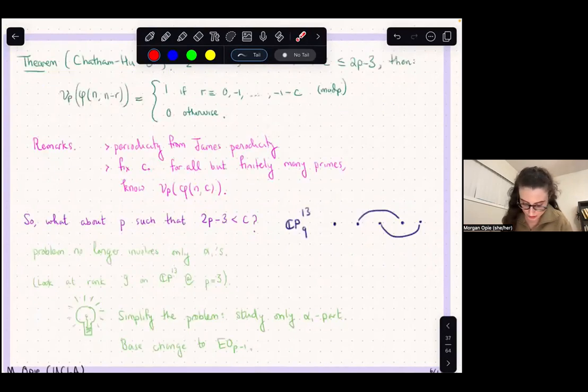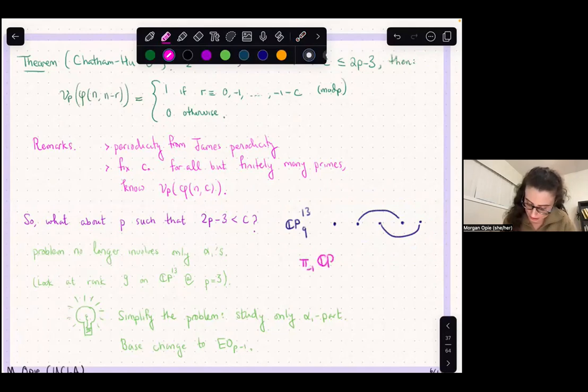I think I slightly messed up my slides there, but no problem. So what happens is when you look at maps from this complex into the suspension of the bottom piece, there's an alpha 2 extension that can happen. So here we do end up seeing that pi minus 1 of CP^13_9 tensor the dual of CP^13_9 is going to be Z mod 9.